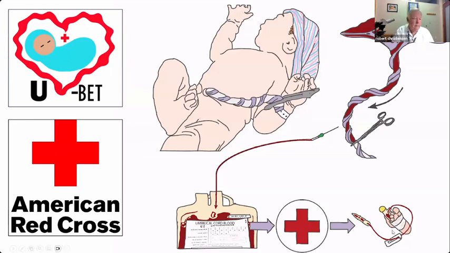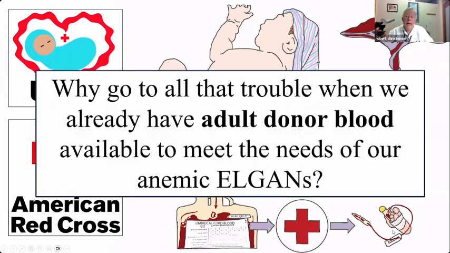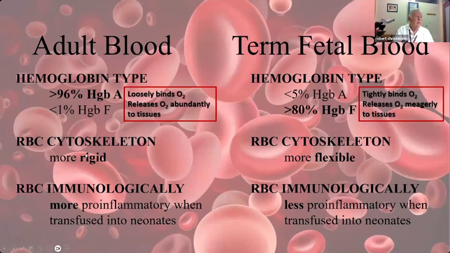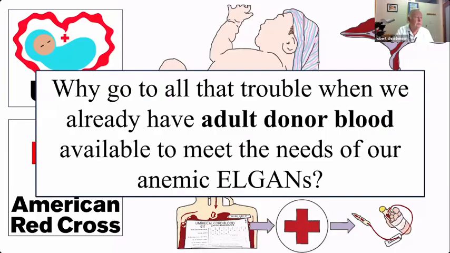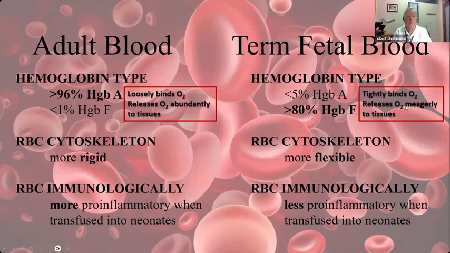Well, why go to all that trouble when we've already got plenty of adult donor blood available to meet the needs of our anemic, extremely low birth weight neonates? Some of the differences between adult blood and fetal blood are shown here and form part of the reason why we think this is a better product. Adult blood, as you know, is 96% hemoglobin A, which is very different in the way it releases oxygen to the tissues compared to hemoglobin F, which is more than 80% of the hemoglobin in the fetal blood in the cord bloods that we're drawing.